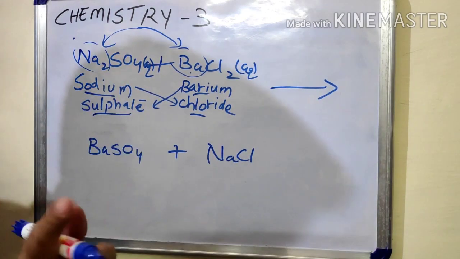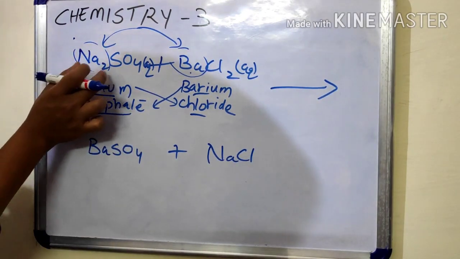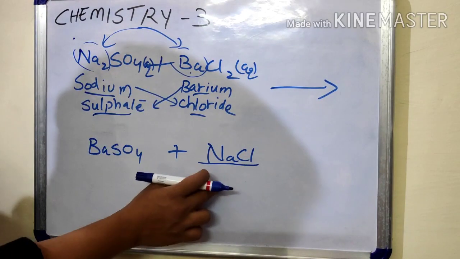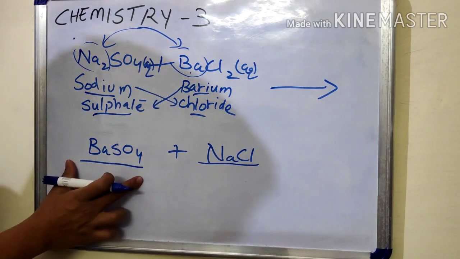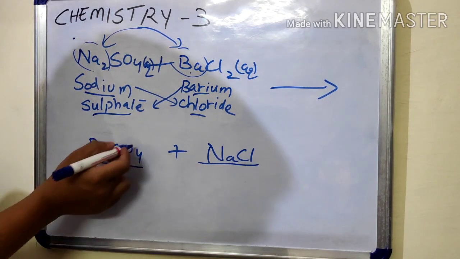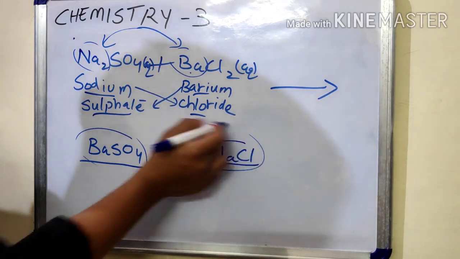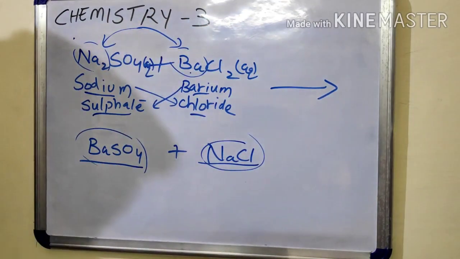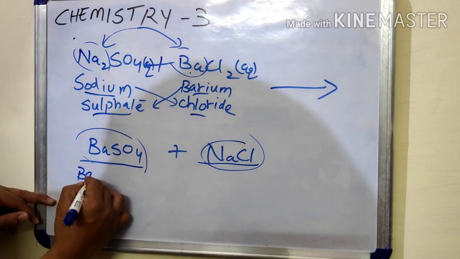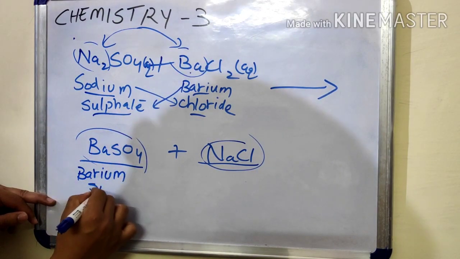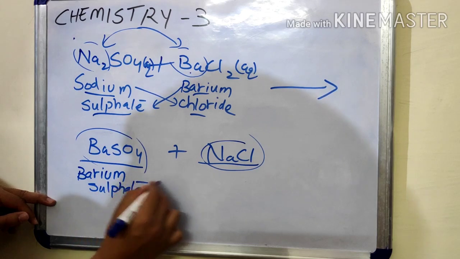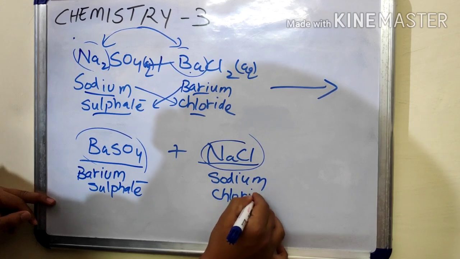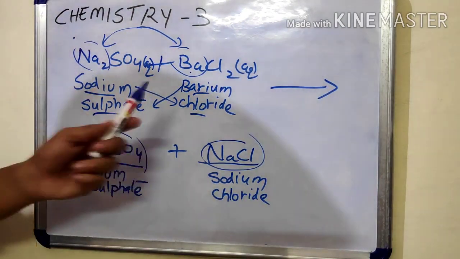Now you should know the formulas. Simply you cannot put Na2Cl2. No, that will become wrong. You have to know sodium chloride is NaCl. Similarly, you have to know barium sulfate is BaSO4. So when you form the compound, look at your cations and anions and form the compound. Don't just randomly substitute the numbers also. Be careful about that. So this is your barium sulfate and sodium chloride. Okay, so this is your reaction.